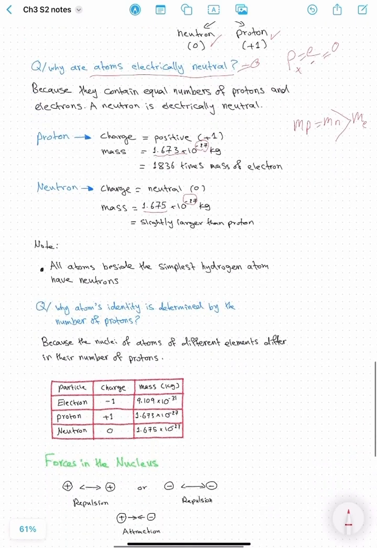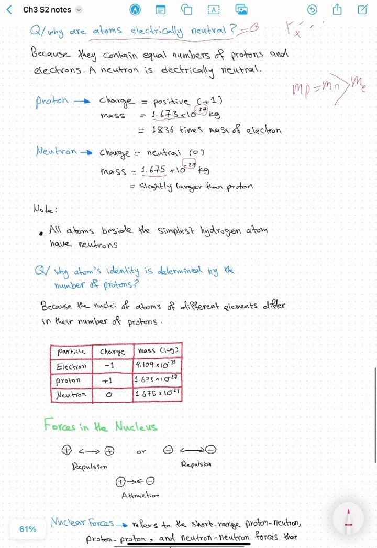Why is an atom's identity determined by the number of protons? Let's say we have something with an atomic number of 1, it means that we have hydrogen. So it's basically telling you their identity. Why is that? Because the nuclei of atoms of different elements differ in the number of protons. If, let's say, we change this one into 2, we'll not have hydrogen, we'll have helium.